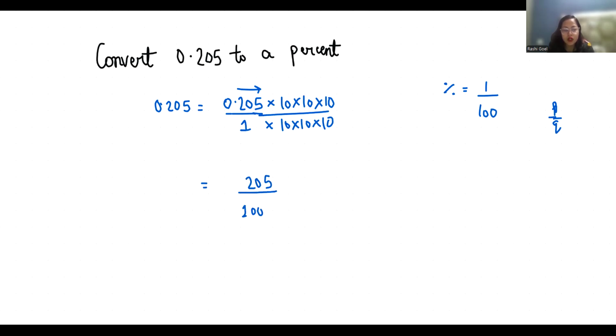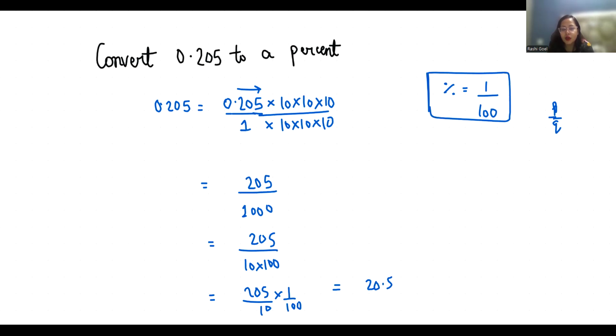Now this 1000 I can write as 10 times 100, or we can break it as 205 by 10 times 1 by 100. So the numerator becomes 20.5 and this 1 by 100 we can replace with the percentage symbol as we discussed in the beginning. So we can say that 0.205 in terms of percentage is 20.5%.